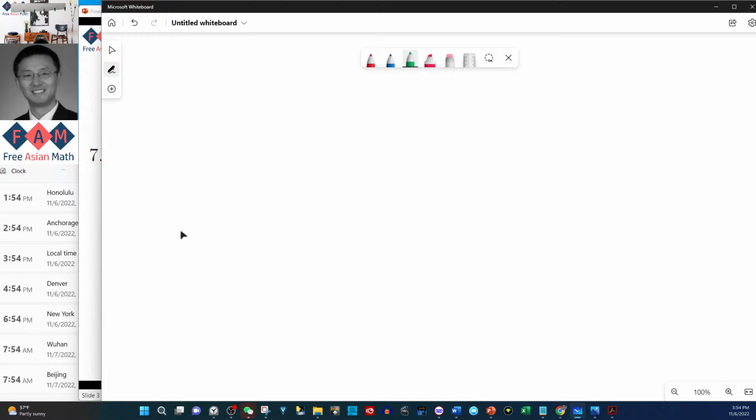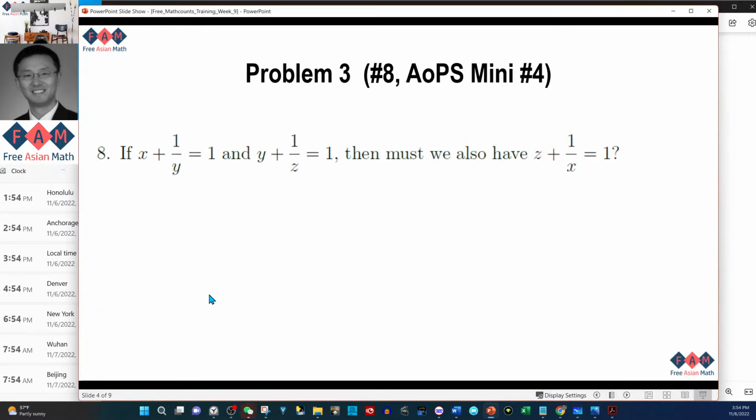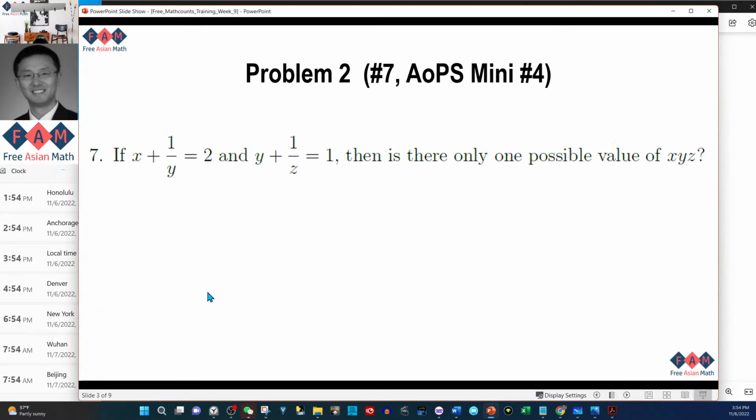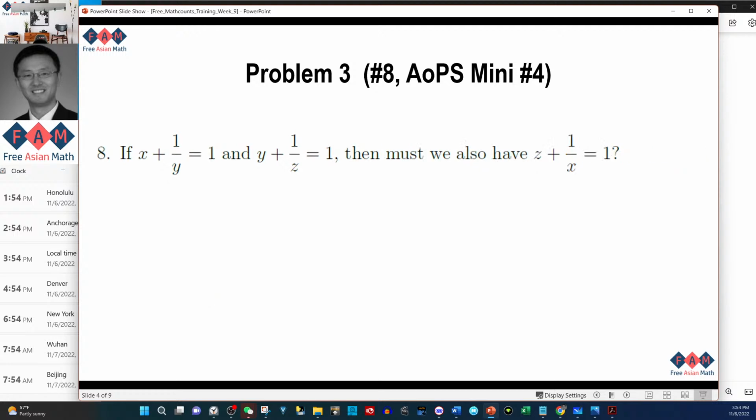Now, next problem. Once again, we have something. This time, the right-hand side, instead of 2 and 1/2, we get 1 on both right-hand sides. And you immediately guess that this should be something really close to a cyclic identity, and that is exactly what we are asked to show. Then must we also have z plus 1 over x equal to 1?